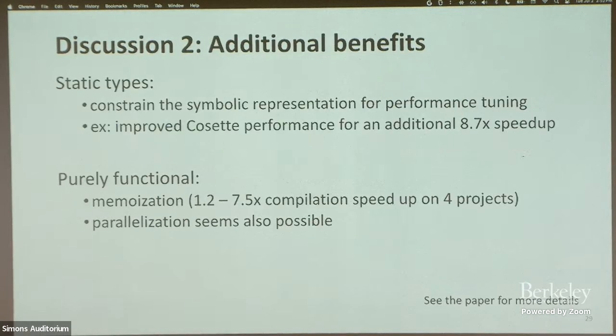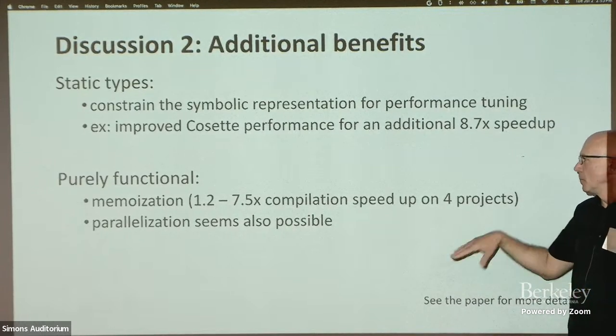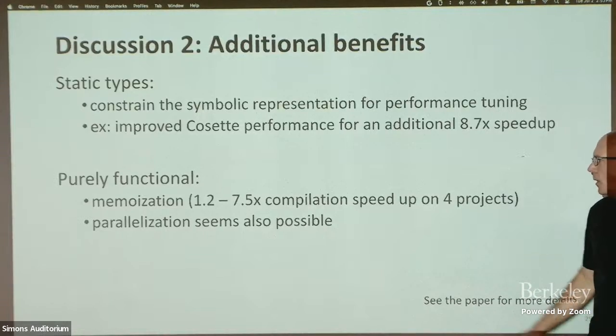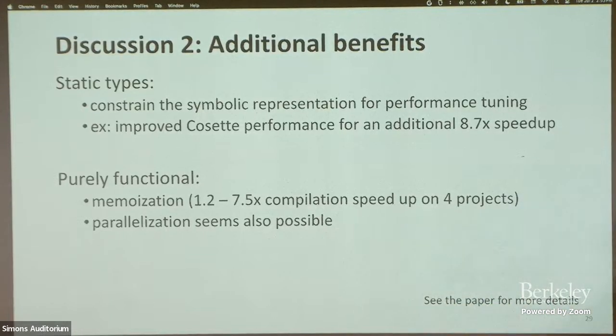And there are other benefits such as static types. You can be more careful about where things should be concrete versus symbolic, get huge speedups for how fast the compilation happens. And perhaps interestingly, because the thing is purely functional, you can memoize the process of symbolic compilation. So if parts are translated again, you can just look up the results and get them out from the cache. Parallelization also seems possible for the same reason, because things are purely functional.